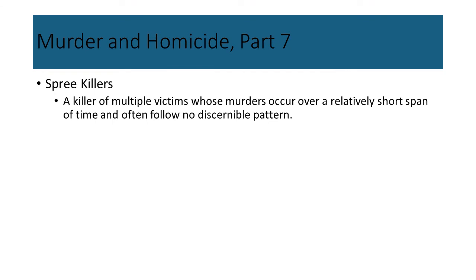These killers can be hard to apprehend depending on the care they take at each crime scene. Studies show that most spree killers have various personality disorders, but not a significant mental illness. So that wraps up our murder and homicide discussion. We're going to move on and explore some other interpersonal violent crimes, including hate crimes, robbery, assault, workplace violence, and stalking.